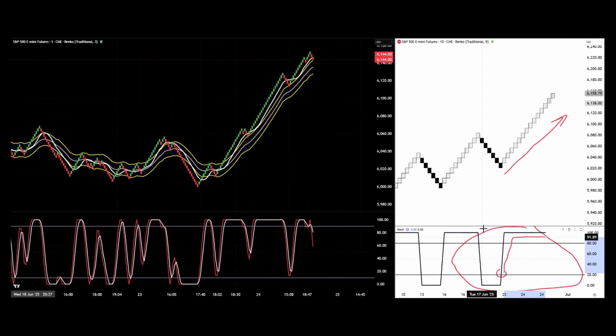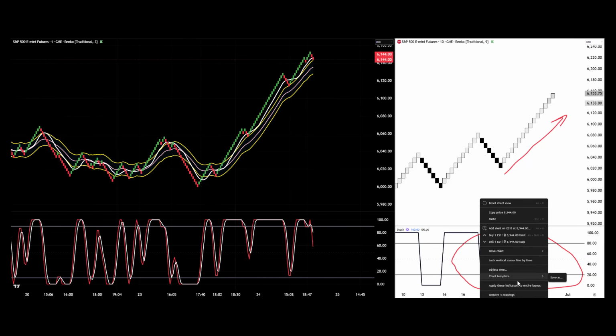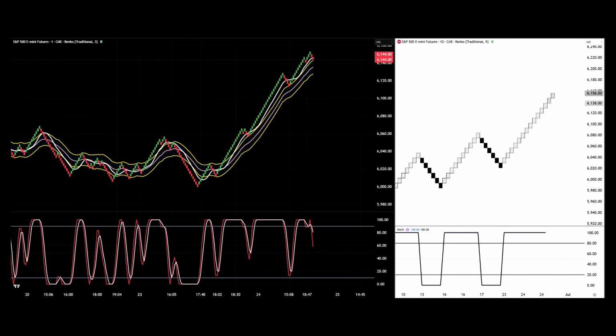And as we can see, let's just clear off those drawings. As we can see here, as the stochastic breaks down through the 80 setting, we would then be short, only looking for short trades in our execution window until it comes back up through. So we're bearish all through that period and bullish all through that. So we're only going to be taking the trades on our left-sided Renko chart, the execution window, in that direction. So then if we hop over to there, what are we actually looking for?